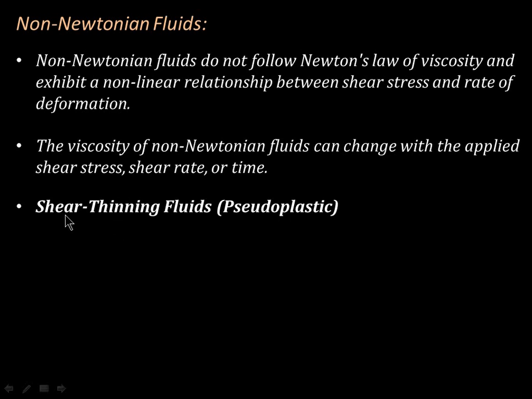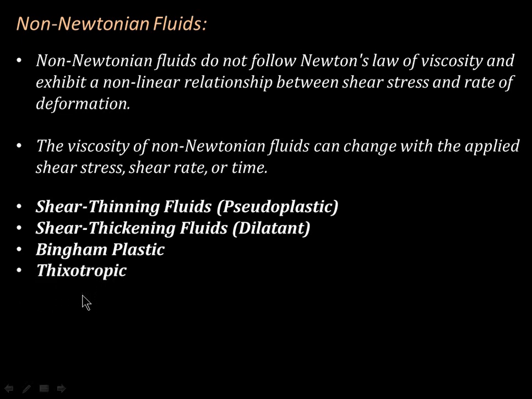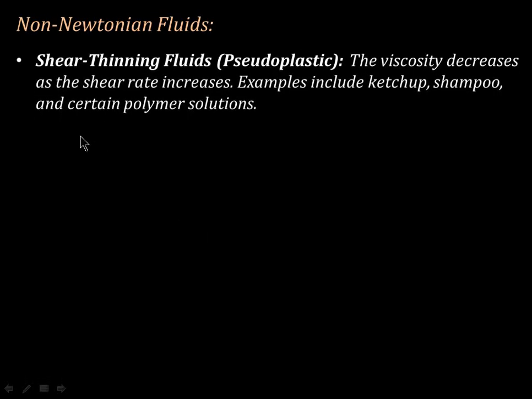Types of non-Newtonian fluids are shear thinning fluids, which are also called pseudoplastic, shear thickening fluids, which are also called dilatant, Bingham plastic, thixotropic, and rheopectic. Let us start understanding these fluids one by one. First of all, shear thinning fluids, also known as pseudoplastic fluids. The viscosity of these fluids decreases as the shear rate increases. This is a kind of inverse relation between viscosity and shear rate. As the shear rate increases, the viscosity decreases.